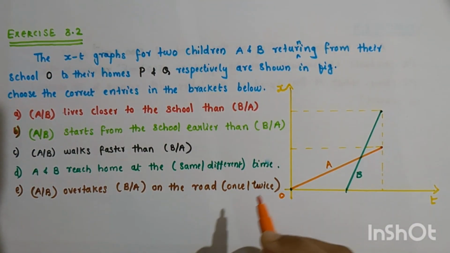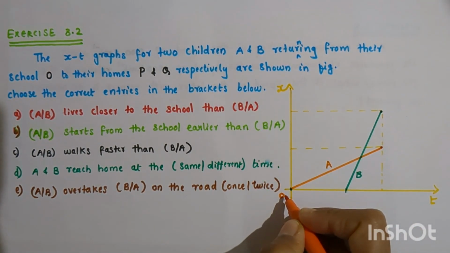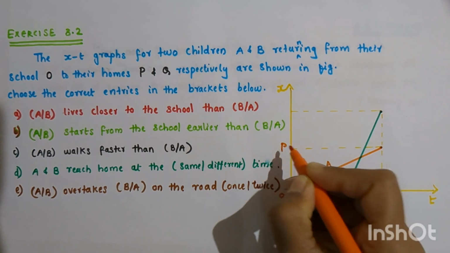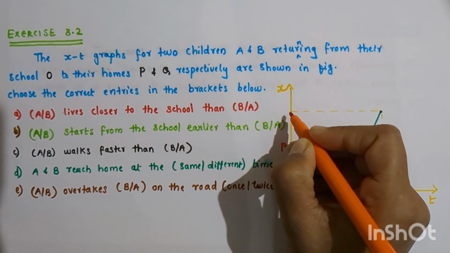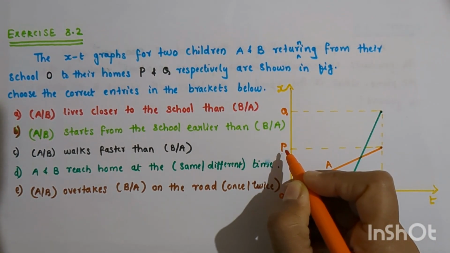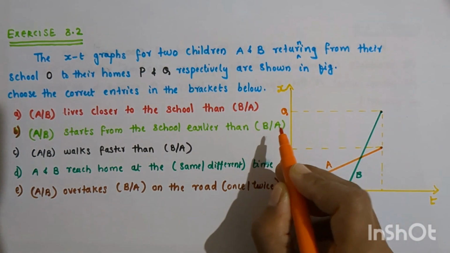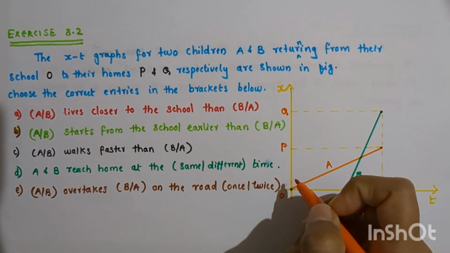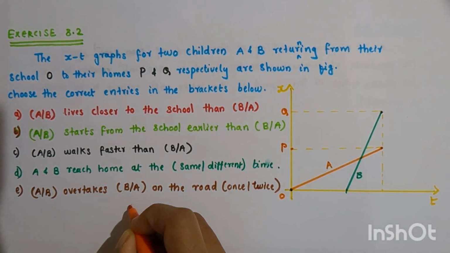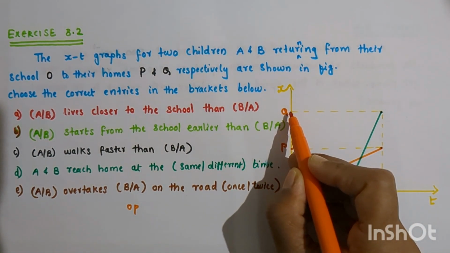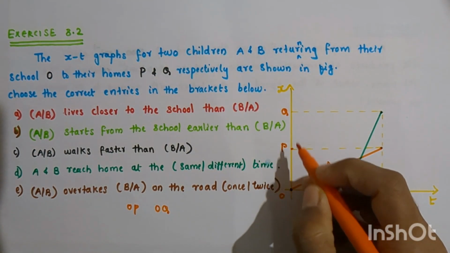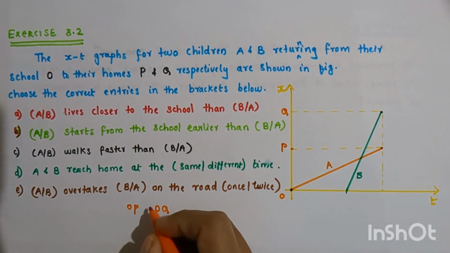So you see, it is very clear from this figure that O is the school. Now I'm taking this point as P. I forgot to mark it here. This point is P and this point is Q. So P is the home of A and Q is the home of B. So the distance to P, that is from O to P, is OP, and the distance to Q, which is the home of B, is OQ. It is very clear from this figure that OP is less than OQ.